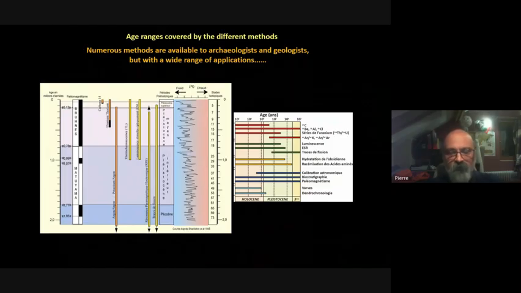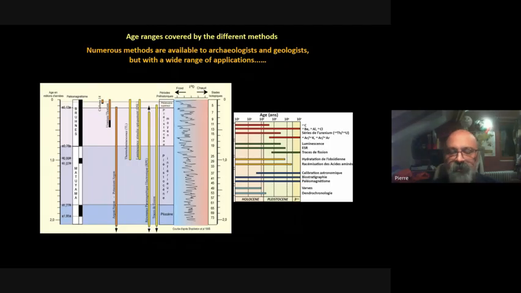Each method has a limitation in terms of time range, because the process we try to analyze and understand is very particular to each method, and we have some limitation in time for all of them. We will see afterwards why we have this kind of limitation.